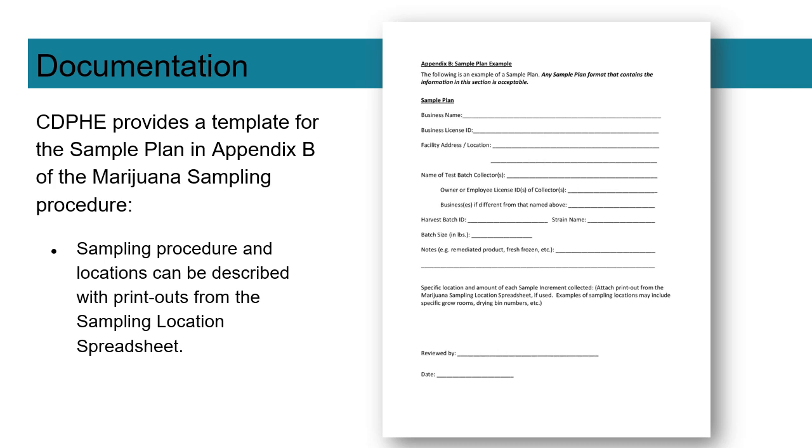The CDPHE provides a template for the sample plan in Appendix B of the marijuana sampling procedure. Sampling procedure and locations can be described with printouts from the sampling location spreadsheet.